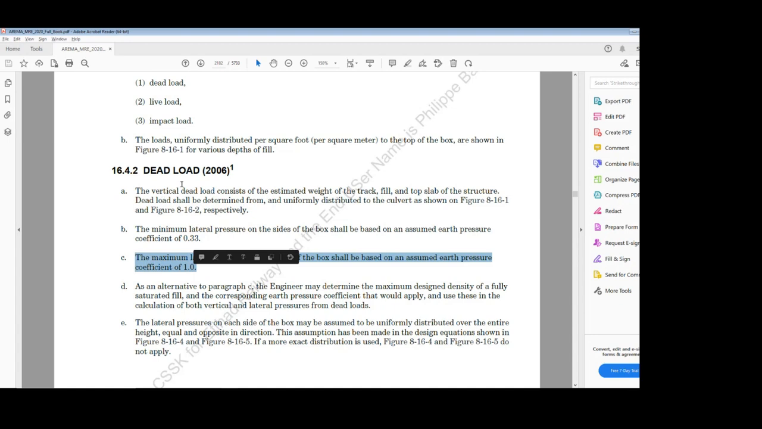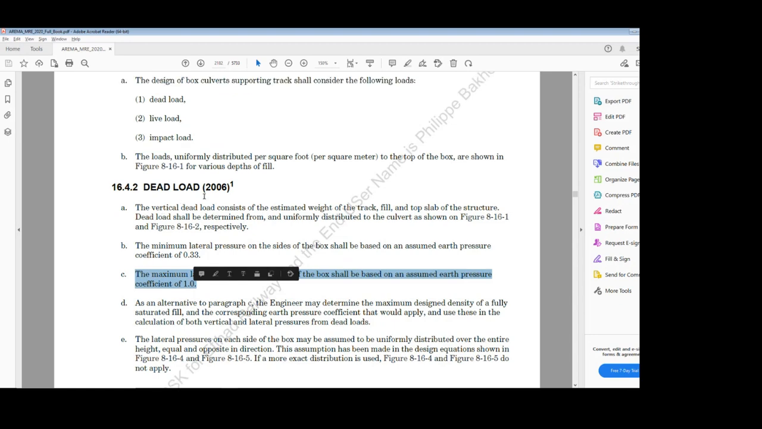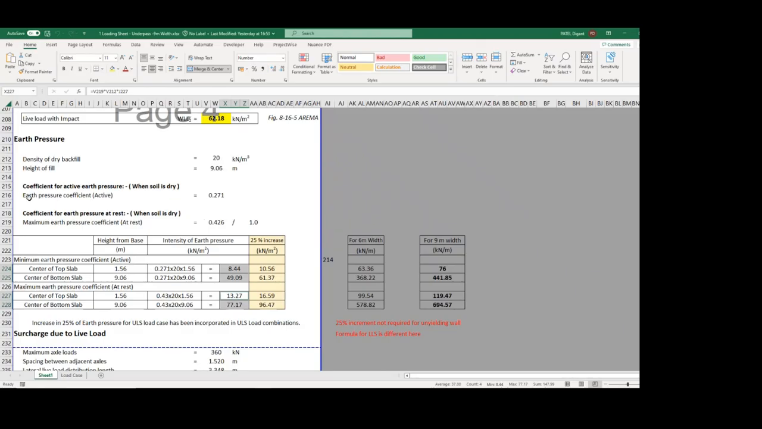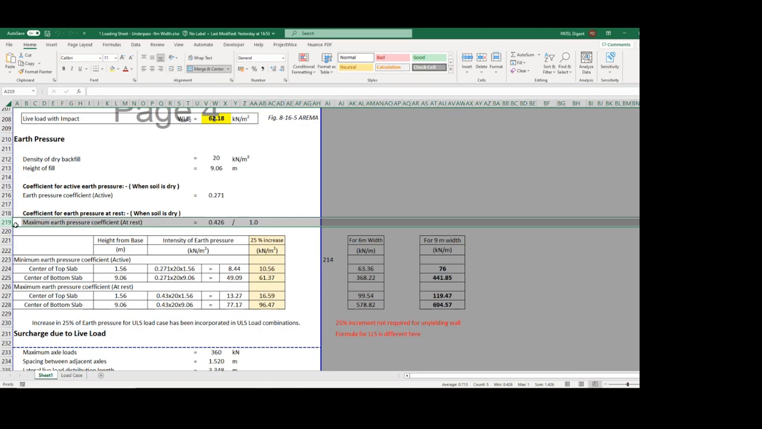Okay, but the code specifies that for design of culvert only, you have to use K equal to 1. So for a culvert structure, the minimum earth pressure coefficient will be 0.33, and you can use 0.271 also. This also gives a governing value of design action. And this is the maximum earth coefficient. This will update with 1 for design of culvert structures.